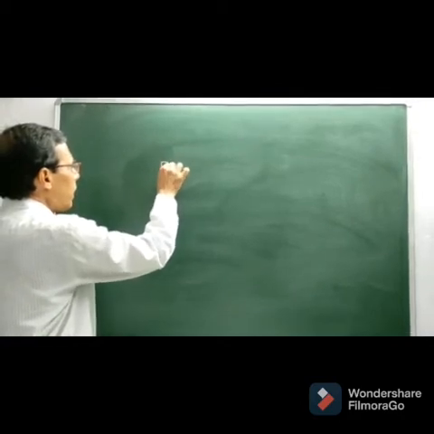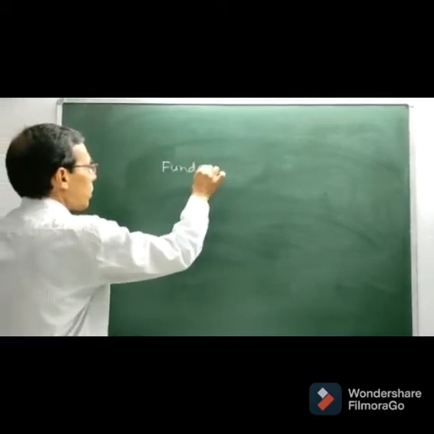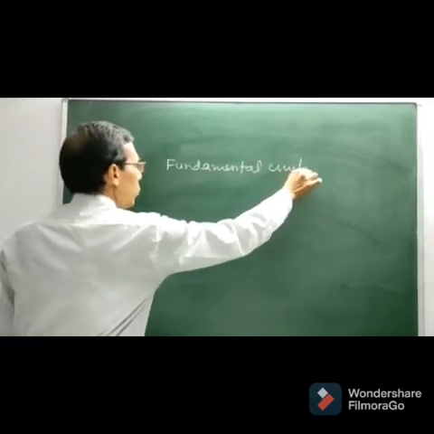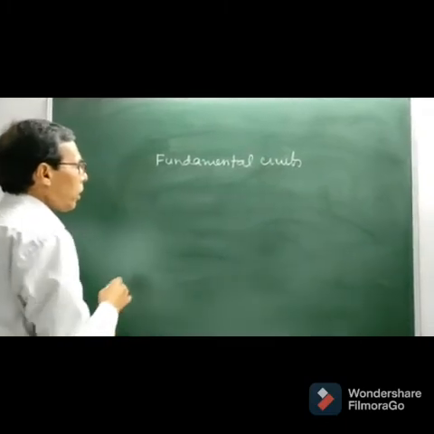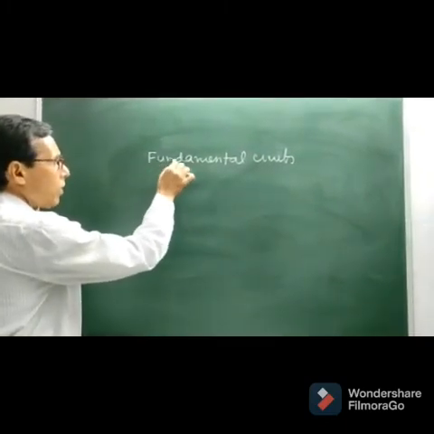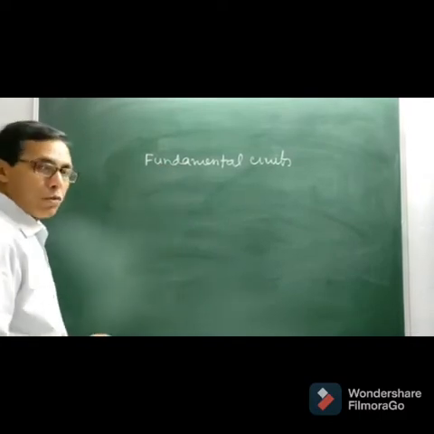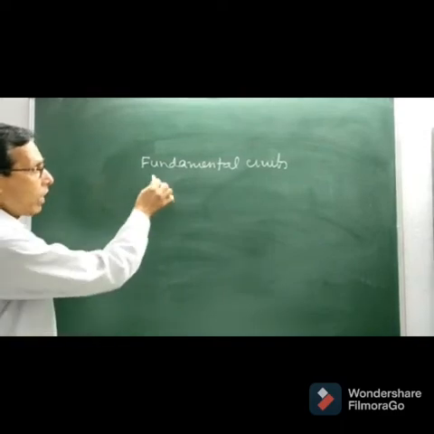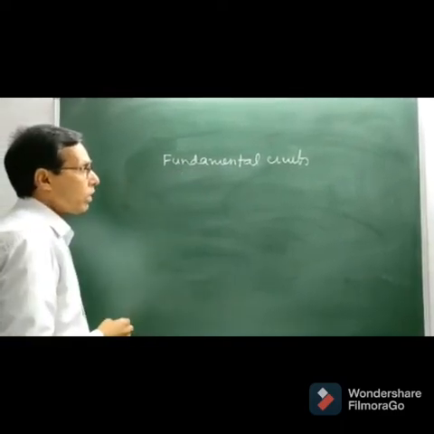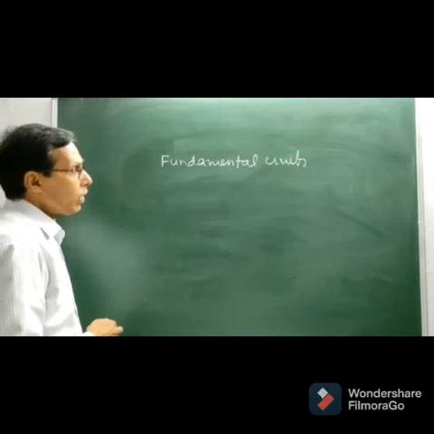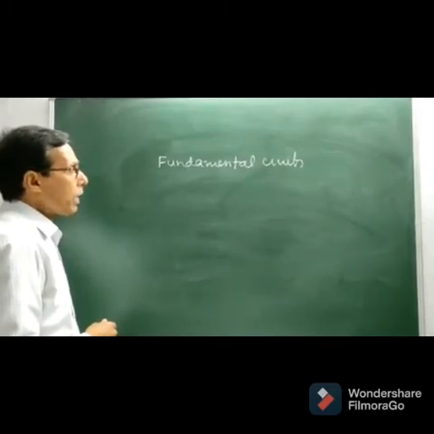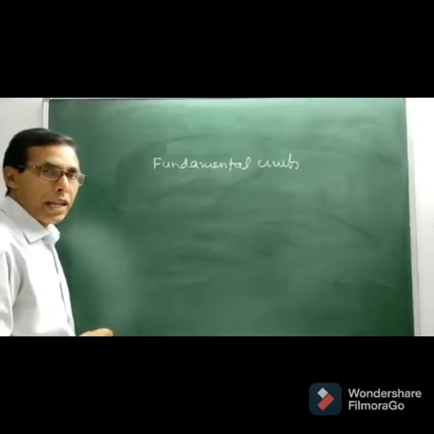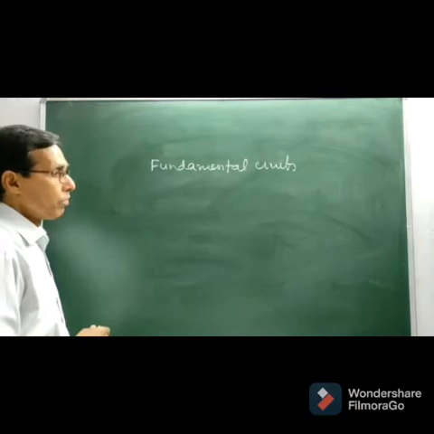So fundamental units or basic units. The units of fundamental physical quantities are known as fundamental units. And there are 7 fundamental physical quantities. So there are 7 fundamental or basic units. So what are the 7 fundamental units? That is meter, kilogram, second, ampere, Kelvin, candela and mole.